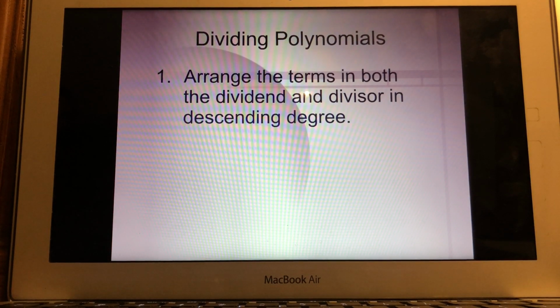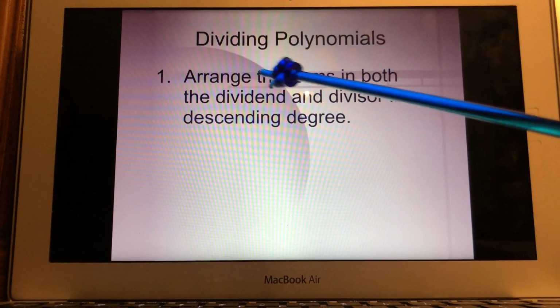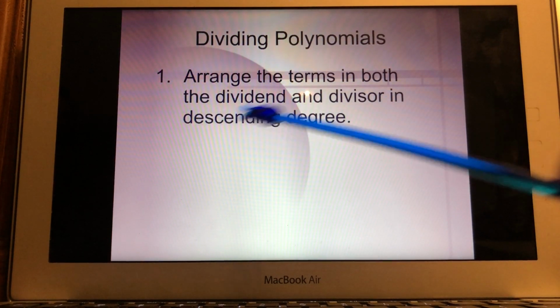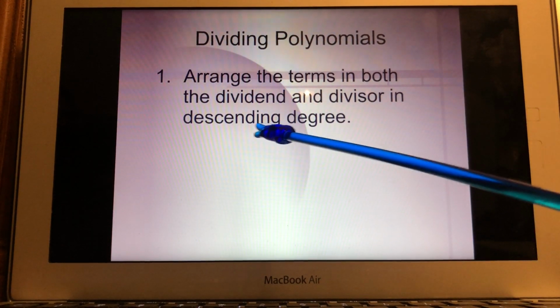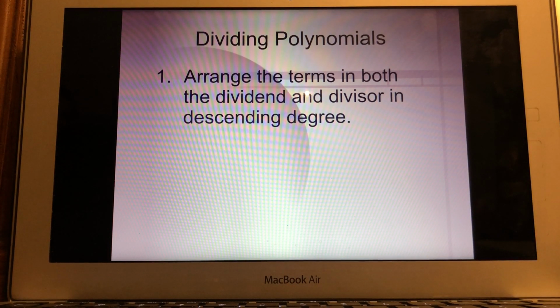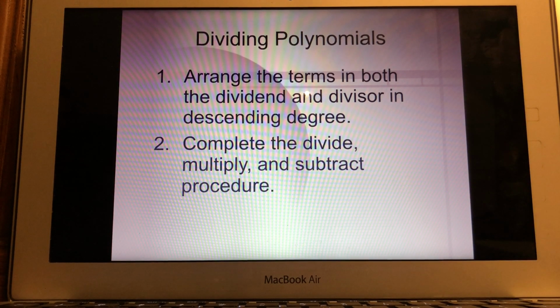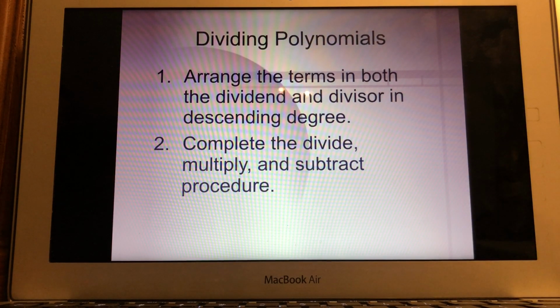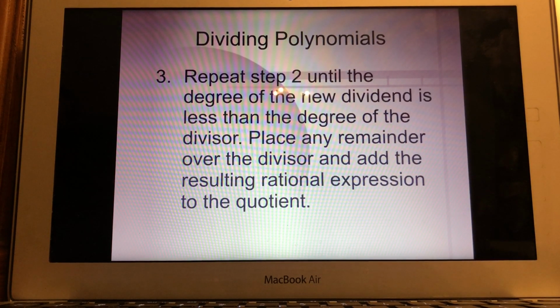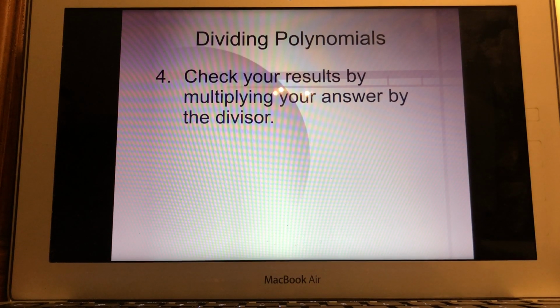Okay, so some steps to review for dividing polynomials. Arrange the terms in both the dividend and divisor in descending degree, so from largest to smallest. Complete the divide, multiply, and subtract procedure. So just like in your long division, divide, multiply, and subtract.